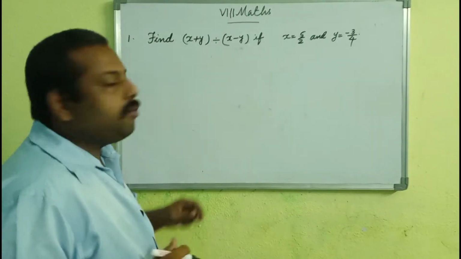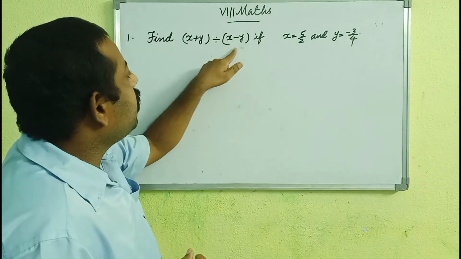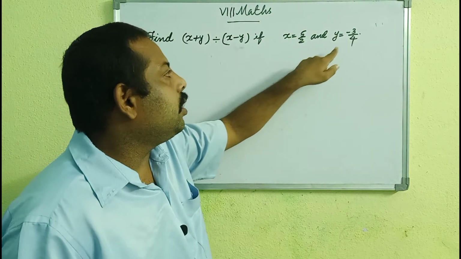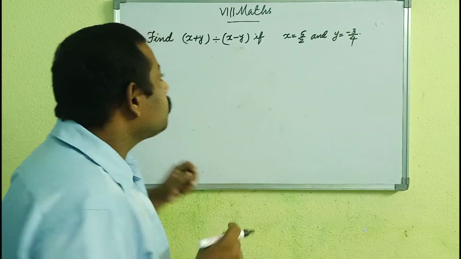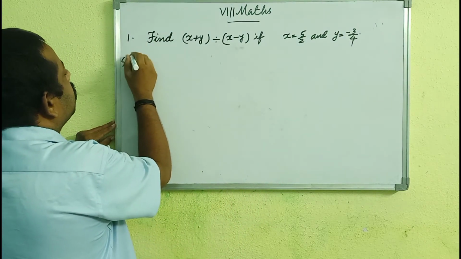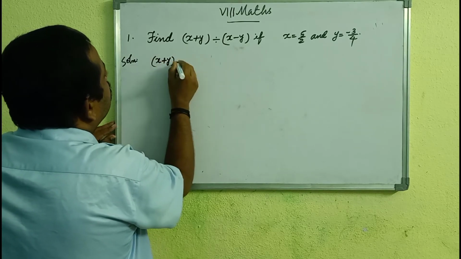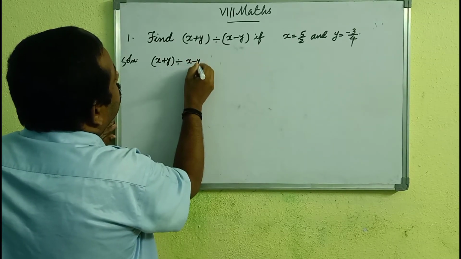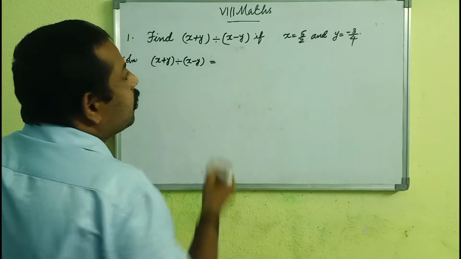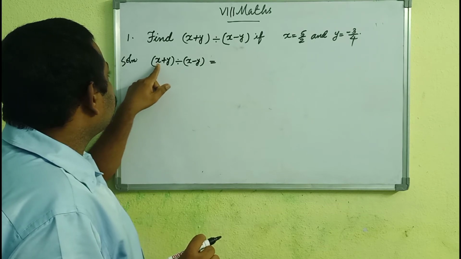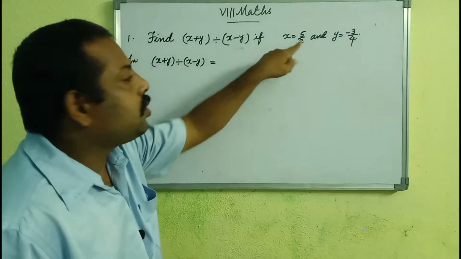First question you can see: find (x + y) divided by (x - y) if x is equal to 5 by 2 and y is equal to minus 3 by 4. Let us find the solution. x plus y divided by x minus y is equal to, what do we want to do here? We will give the values of x and y as per the question.